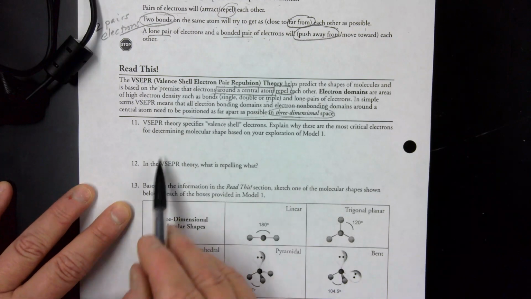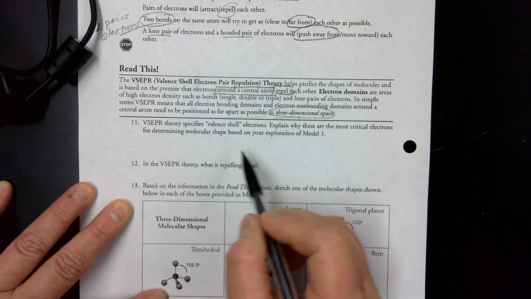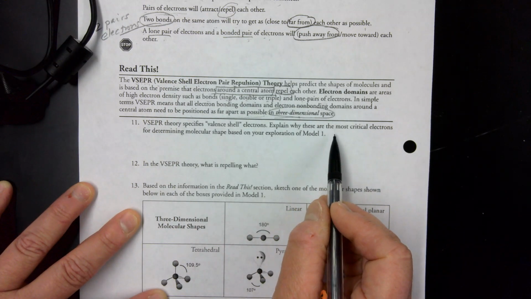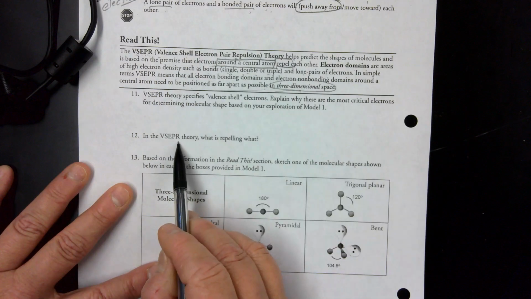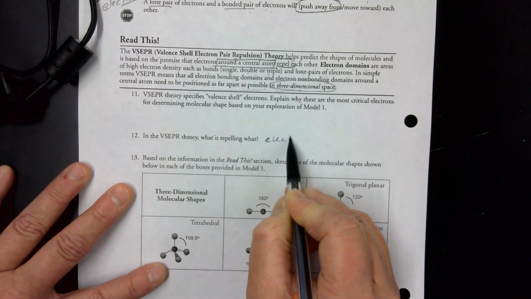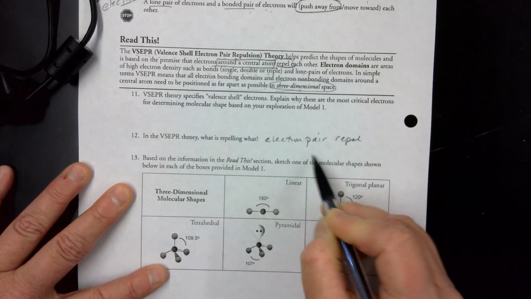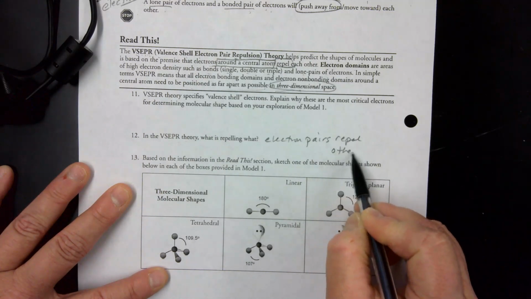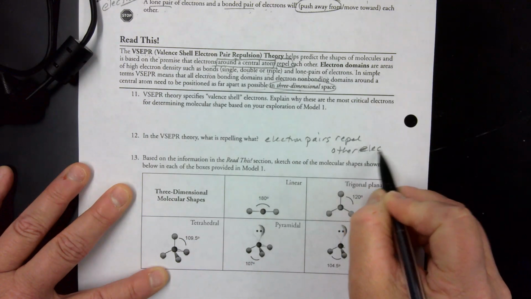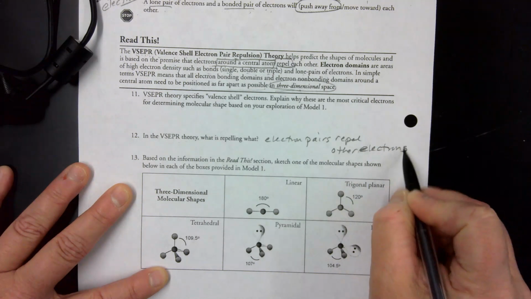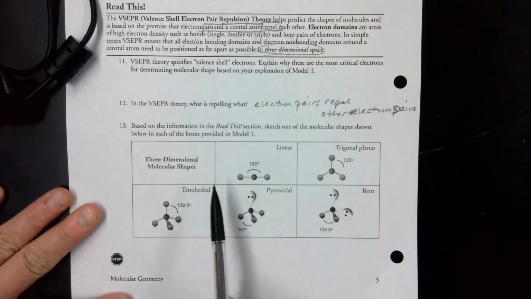Okay, so this is important because the electrons that we are referring to are the valence shell electrons. Those are the electrons that are on the outermost part of the atom. In the VSEPR theory, what's repelling what? Well, electron pairs will repel other electron pairs. Okay, so this is just a little bit repetitive. All right, so it turns out that we can have these three-dimensional molecular shapes.